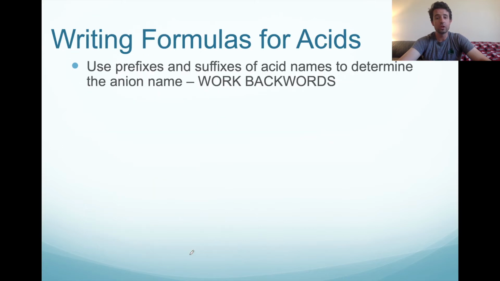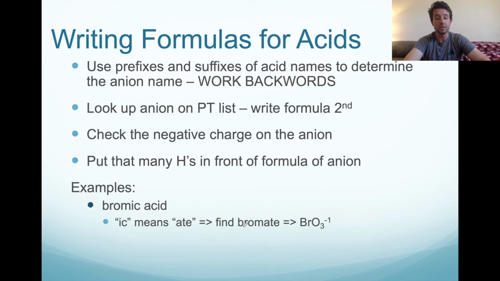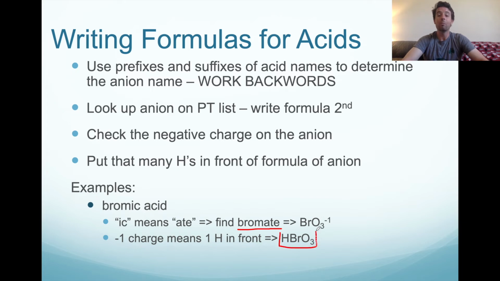If you look at the next slide here, here's something that's kind of fun. If I were to give you bromic acid, would you be able to work backwards and figure out what its anion name would be? Ic goes to what? Absolutely right. Ic would go to ate, so this would mean it would be bromate, and then you'd have to find BrO3 1-. And then since I've got a 1- here, that means I put 1 H in front, so it's HBrO3. So something to keep in mind here, bromic acid, nowhere in that name is it going to tell you how many hydrogens you need. Remember, we just ignore that part.